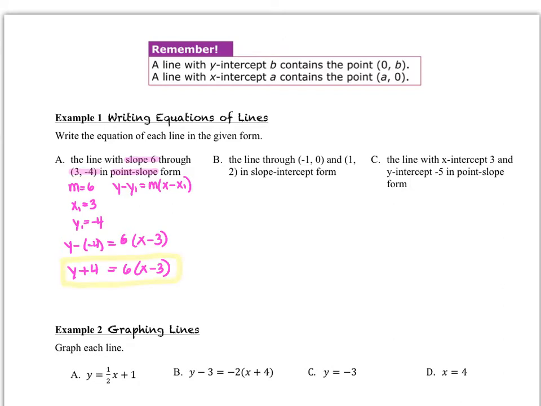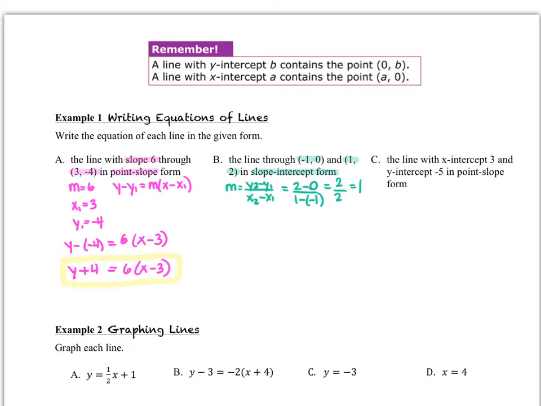The next question wants us to write the line in slope-intercept form, and we're given 2 points that are on the line. So the first thing that we need to do is find the slope. You can see in the name, slope-intercept, we need to find the slope first. As always, we're going to start with our slope formula. So we write that down first, and then we're going to do proper substitution. So 2 minus 0 is going to give us 2, and 1 minus negative 1 is going to give us 2. So our slope is equal to 1.